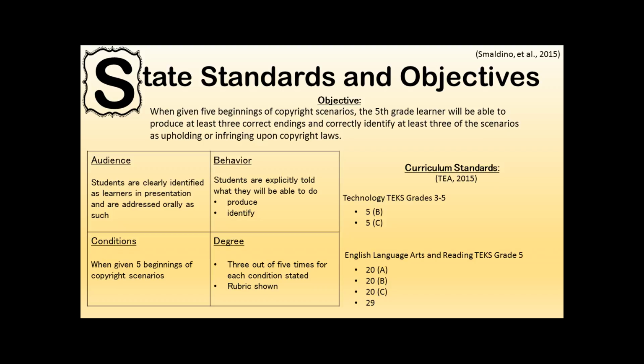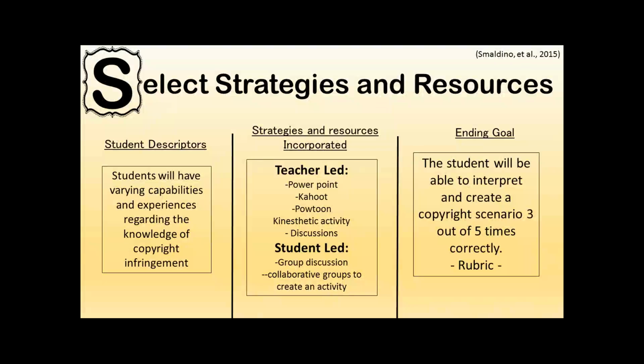B. Behaviors are made clear by stating that students will produce and identify copyright scenarios under the C condition of being presented with 5 scenario beginnings. The D degree to which learning is expected is evident in the statement of at least 3 times.